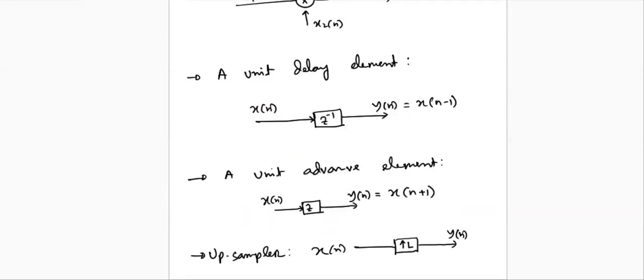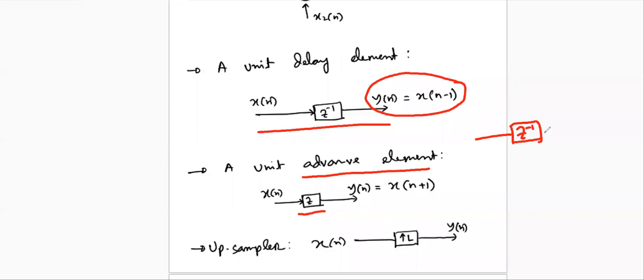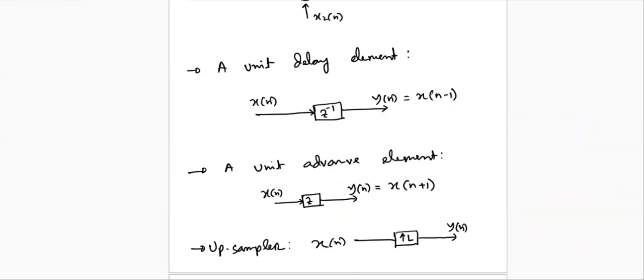Unit delay, if we want to represent this kind of thing, this is by the equation and this is by the flow diagram or block diagram. So unit delay is represented by z to the power minus 1. Unit advance is represented by only z. If you need 2 delays, z to the power minus 1 and then z to the power minus 1 again. If you need 2 advances, z and then again z, like this. Okay. Multiple delay or multiple advance elements.